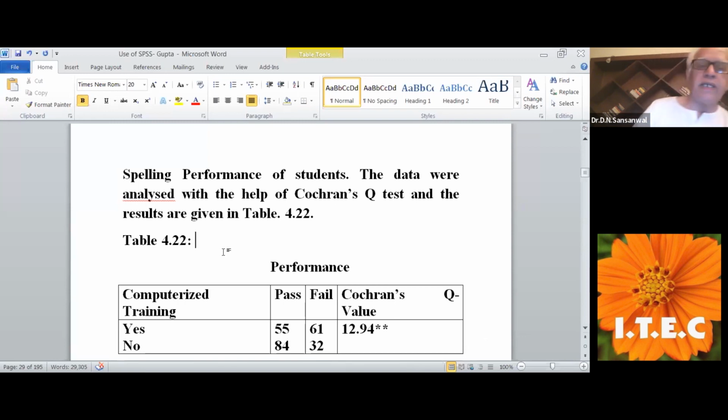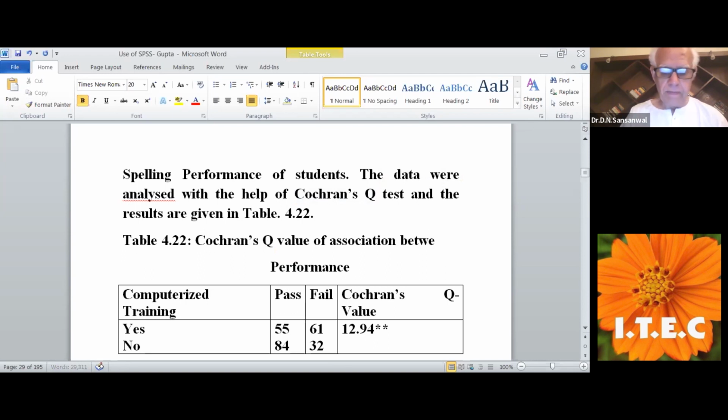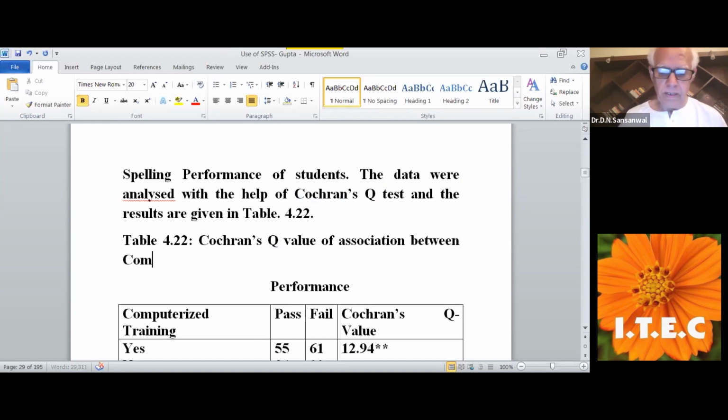So let us see the table heading. Cochran Q value of association between computerized training and performance, between computerized training and English performance.